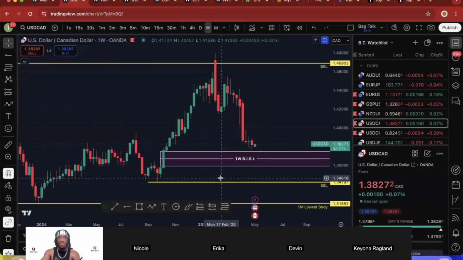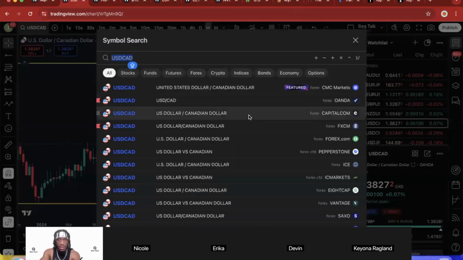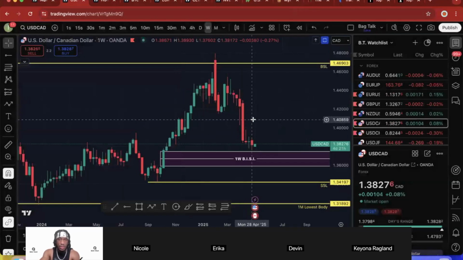But for example, I opened up an account with OANDA. So if I'm gonna take trades on TradingView, I need to have OANDA in the ticker name. So like you say USD CAD, there's a bunch of them. I have to choose the one that says OANDA if I want to trade under that broker. That's the only thing I could say to that. So yeah, that's where I'm at with it.